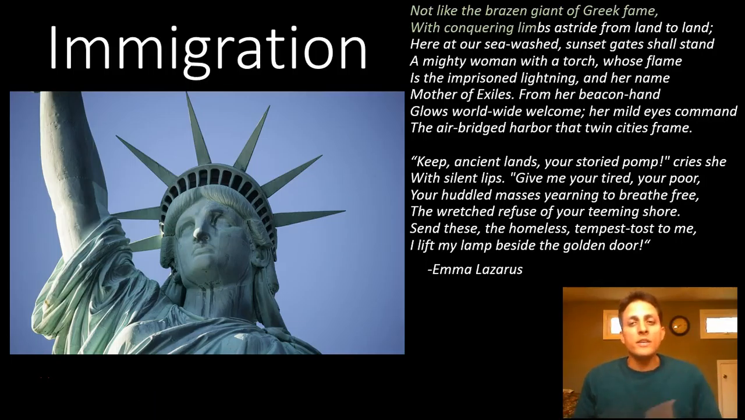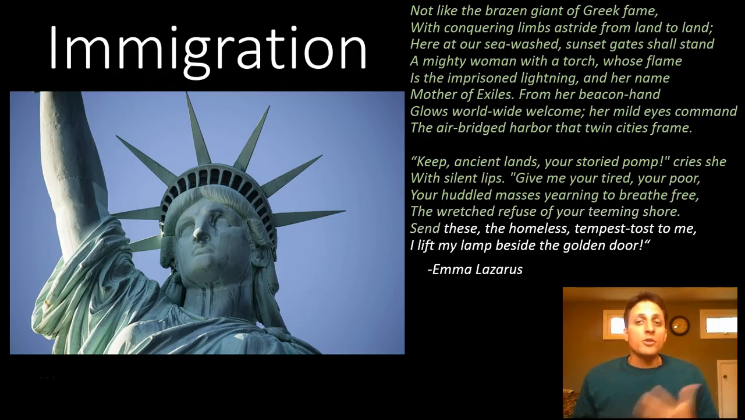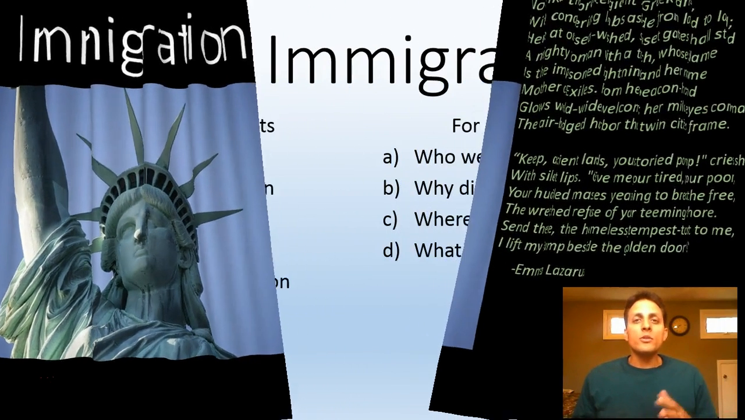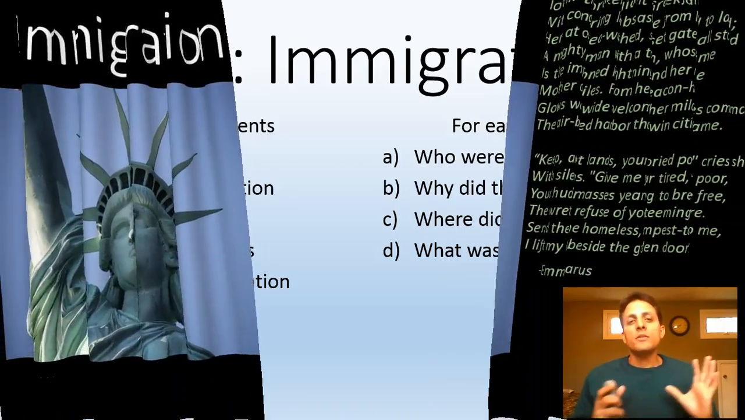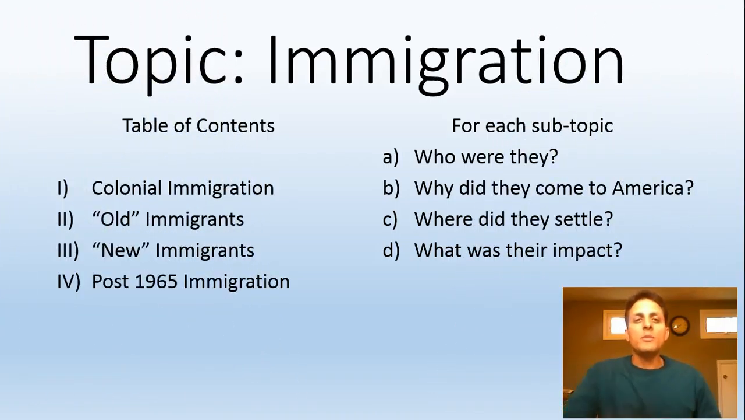So our second review screencast is going to focus on the topic of immigration. What we're going to do is very similar to what we did with the first review screencast. We're going to take you through a topic. There's going to be, similar to class, a table of contents, and then some questions that you want to think about for each. So for colonial immigration, you want to think about who were they, why did they come to America, where did they settle, and what was their impact.